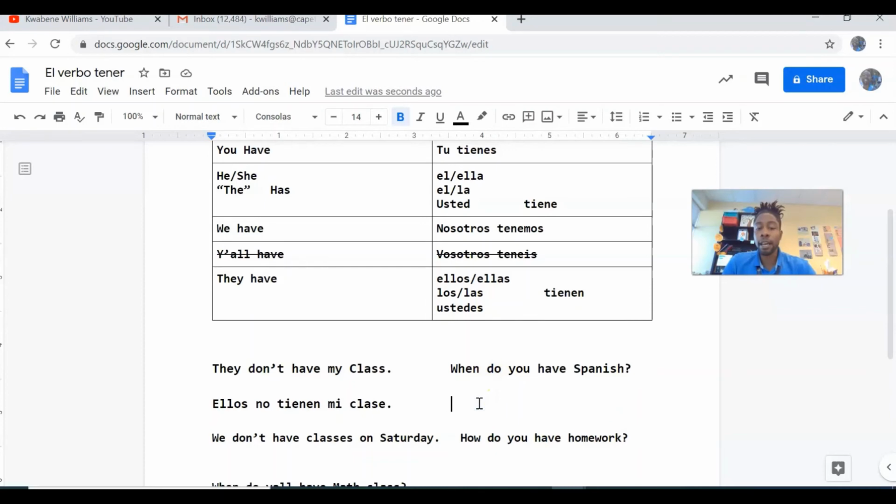So we're going to say cuándo, accent on the A, with an upside down question mark before this, and then we're going to choose the right form of the verb, you have. We're going to choose tienes, cuándo tienes, and now we're going to say Spanish. Español. We want an ñ instead of an N-A. We want an accent on this A. We want an upside down question mark here. And it says, when do you have Spanish?